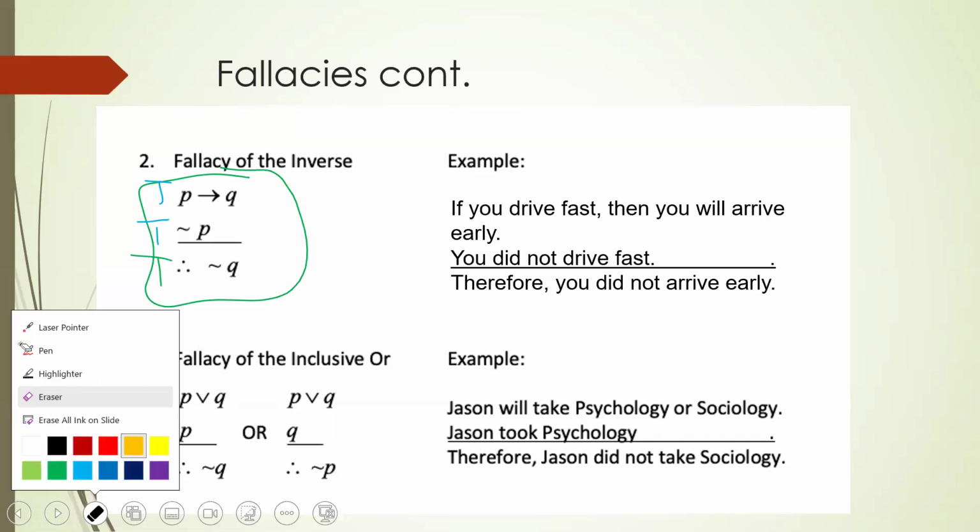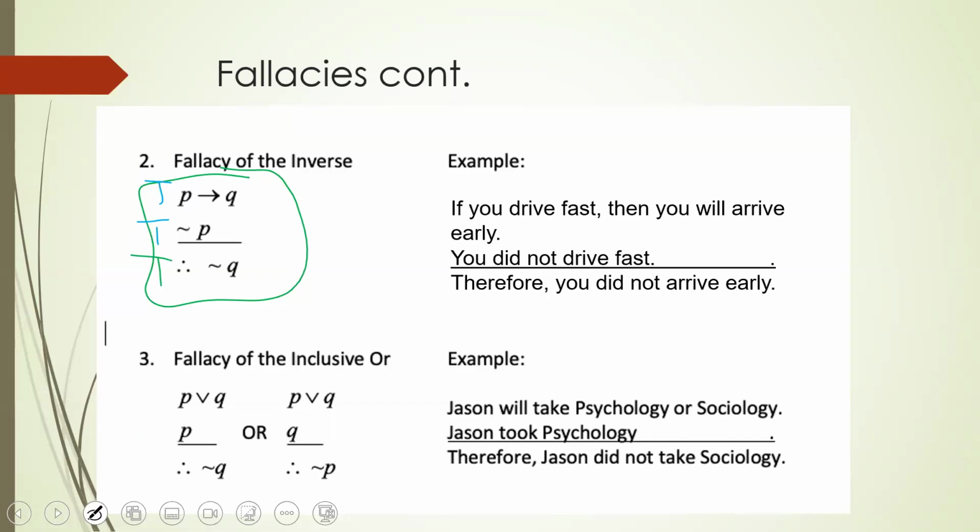So that's why this is a problem. Let's look at an example of this. Here we say that if you drive fast, then you will arrive early. So we see we have our P implies Q. We say you did not drive fast, so not P. And so then we conclude, therefore, you did not arrive early. So we conclude not Q is true.